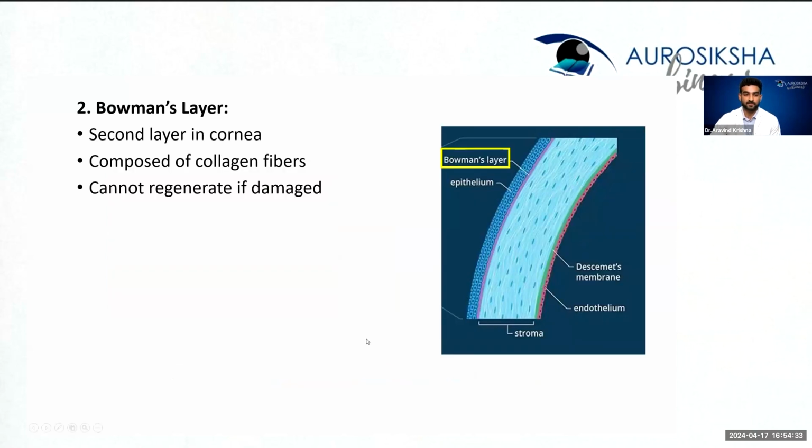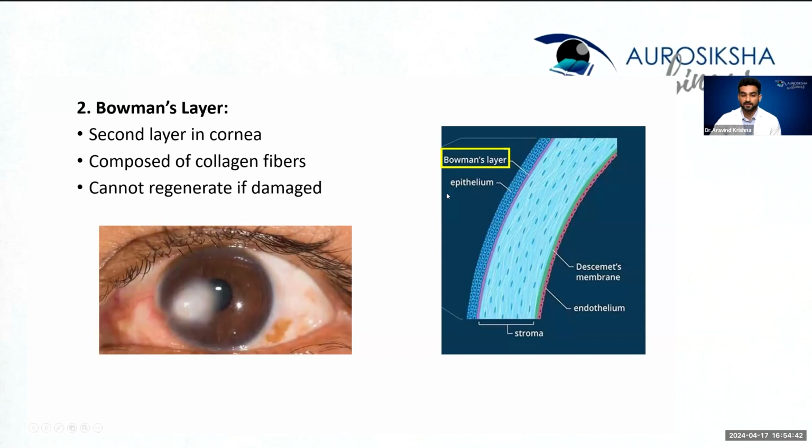The second layer is the Bowman's layer, which is composed of collagen fibers. It cannot regenerate if damaged, unlike the epithelium. So what happens if the Bowman's layer is injured? This is what happens. Once eroded, it will result in the formation of superficial scars.